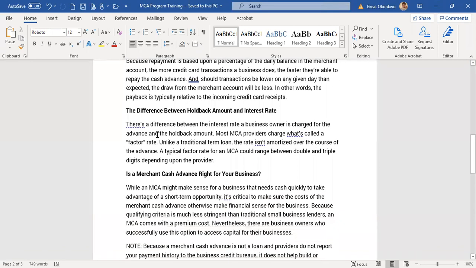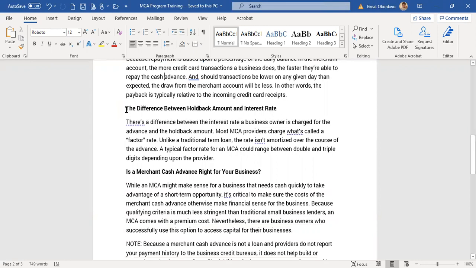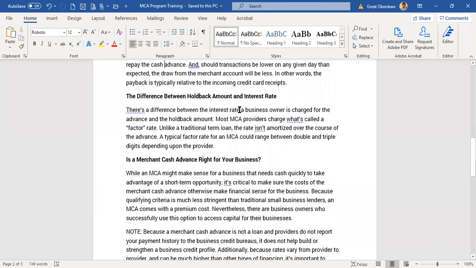So it's based on percentages, even though it's fixed how much you're going to pay back. So there's a difference between the interest rate a business owner is charged for an advance and the holdback amount. I want you guys to understand these things so that when you're speaking to your clients, you're more knowledgeable. In fact, you don't even have to go all the way to explain this to your client. We just want you to understand it in case they ask you questions.